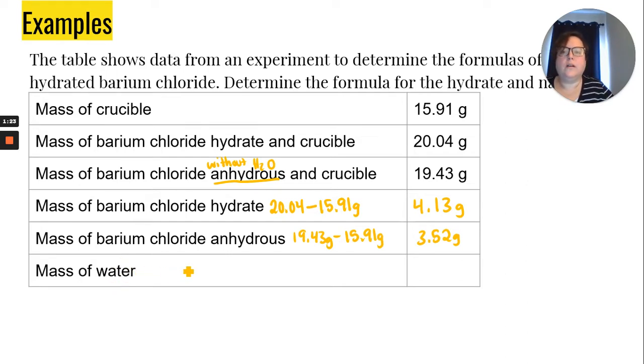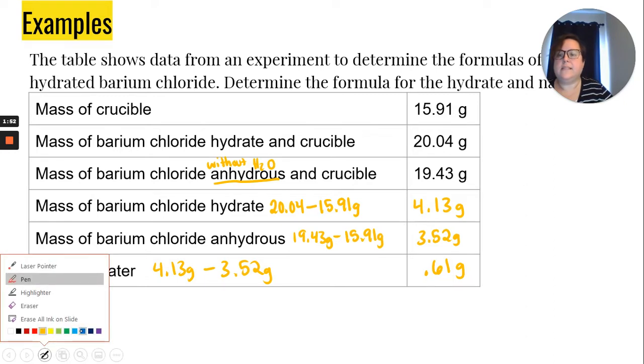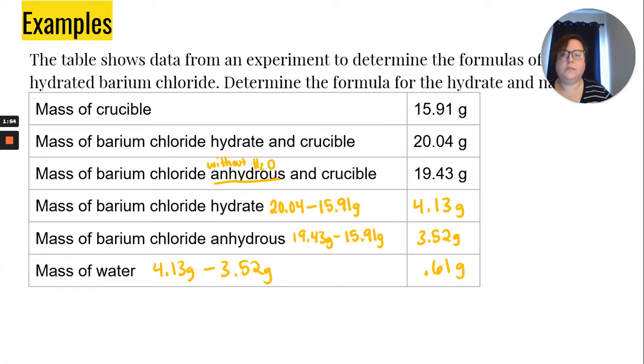Then to find the water, you subtract the hydrate and the anhydrous, because remember, when you heat it, the water evaporates out. So the difference in the mass is the mass of the water. So we would say 4.13 grams minus our 3.25 grams, and our mass of water that evaporated off was 0.61 grams. Now we need to find the formula, and we do it the same way that we find all of our empirical formulas. We're going to take the masses and we're going to convert them to moles.